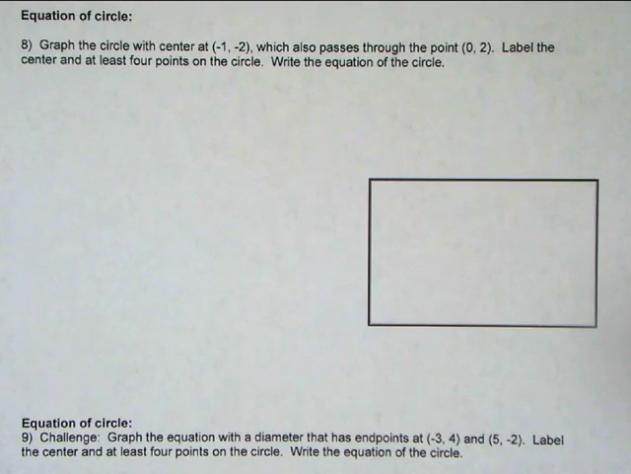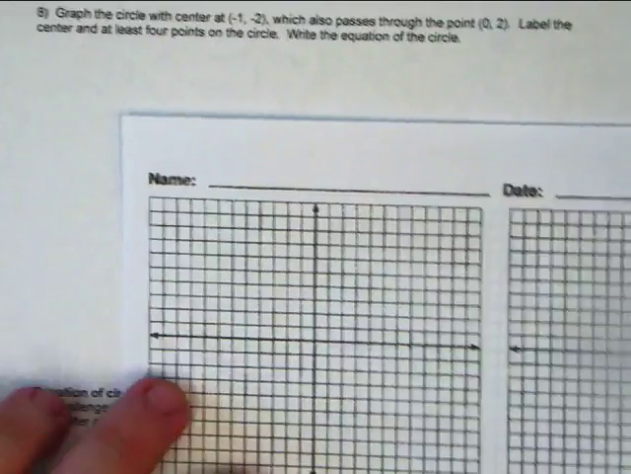Let's go over number 8 and 9 for the graphing a circle worksheet. In this writing assignment, you're supposed to come up with 4 points on the circles and the center and the equation and all of that. And it's really not as bad as it sounds. Let's start with number 8.